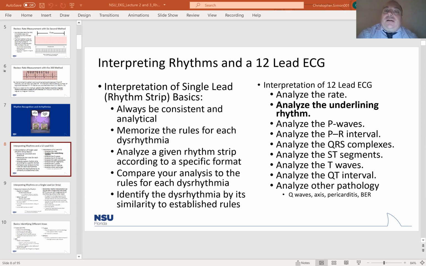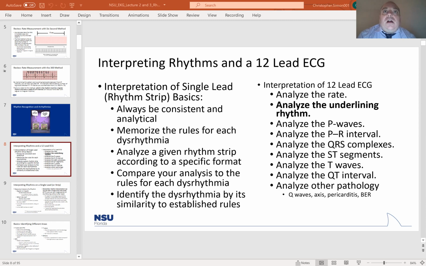What else do we got? As it says here on the right, interpreting a 12 lead EKG. We've got a couple things that we're going to do. Analyze the rate, analyze the underlying rhythm, right? That's what we're going to work on today. Some of the things we're going to look at are analyzing the P waves, the PR interval, the QRS complexes. These are things that we talked about in the previous lecture, all right? Also the ST segments. That's not something we're going to get into too much in this particular lecture. In the future, that's absolutely going to be something we need to look at, as well as the T waves and the QT interval, and then other pathologies.